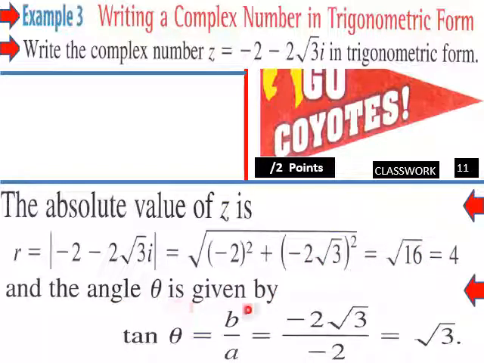And the angle is given by tan theta equals b over a. In this case, it would be negative 2 multiplied by radical 3 over negative 2. These cancel, and you get radical 3 for tan theta.